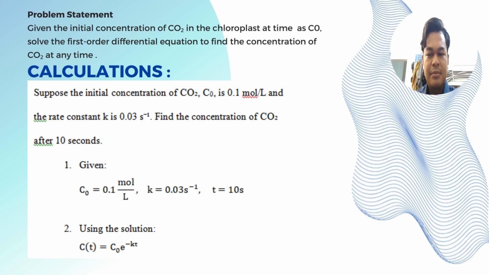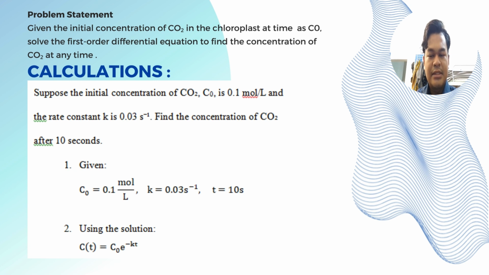Next, we go to one of the examples. The problem statement is: given the initial concentration of carbon dioxide in the chloroplast at time zero as C naught, solve the first order differential equation to find the concentration of carbon dioxide at any time. So for the calculation, first suppose the initial concentration of carbon dioxide C naught is 0.1 mol per liter and the rate constant k is 0.03 per second. Find the concentration of carbon dioxide after 10 seconds. So the given values are C naught equal to 0.1 mole per liter, k equal to 0.03 per second, and t equal to 10 seconds.